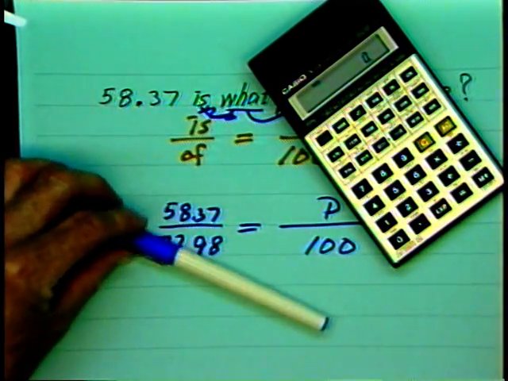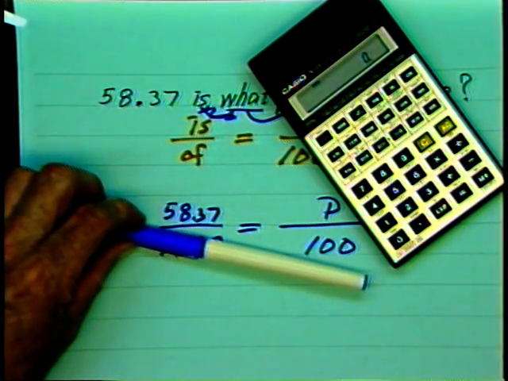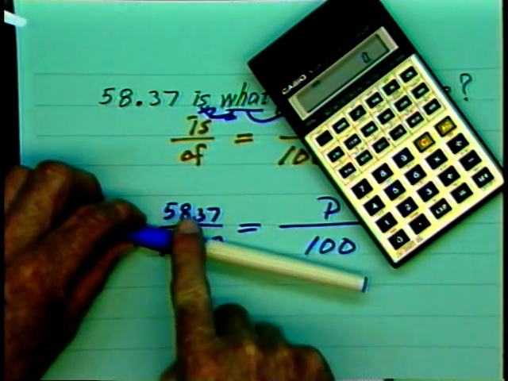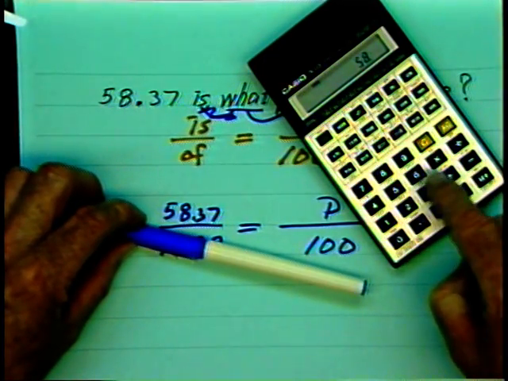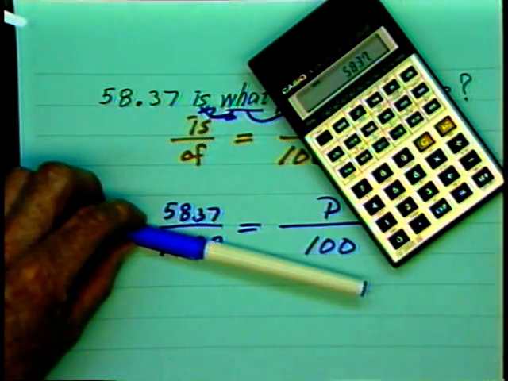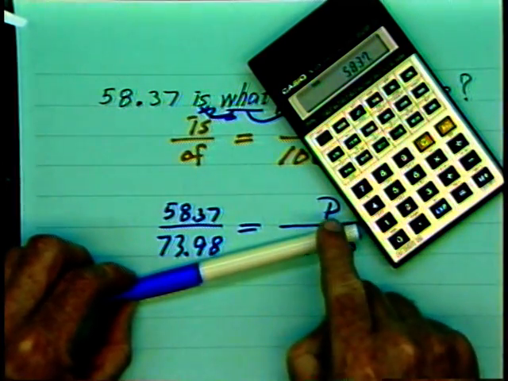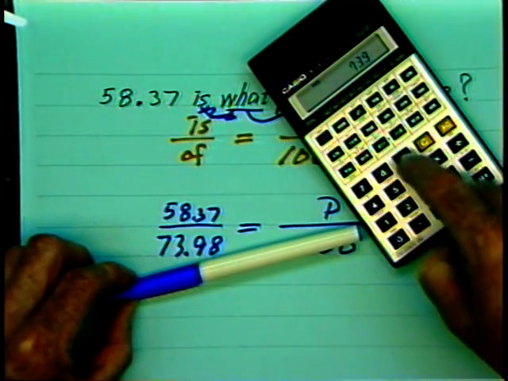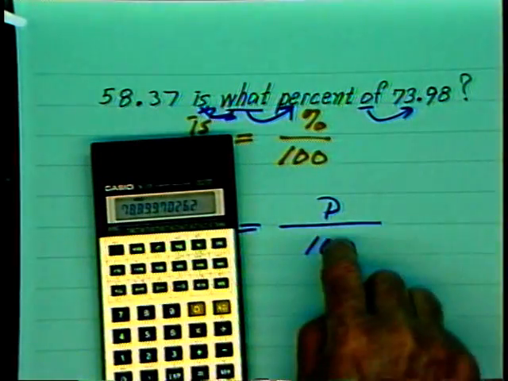We find the 2 diagonals, the one without the variable and the one with. The one without the variables we multiply, but we can multiply this mentally, can't we? 58.37 times 100 is simply 5837. Then we divide by the number on the diagonal with the variable. So divide by 73.98, and we're done. And that is my percent.